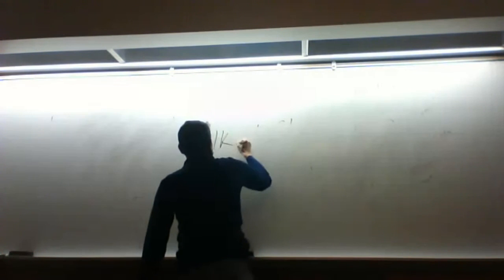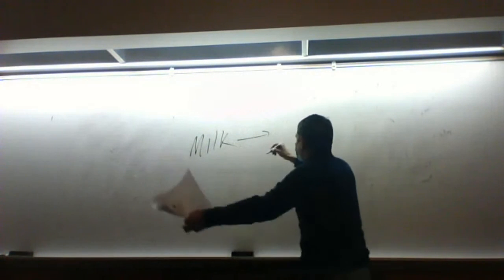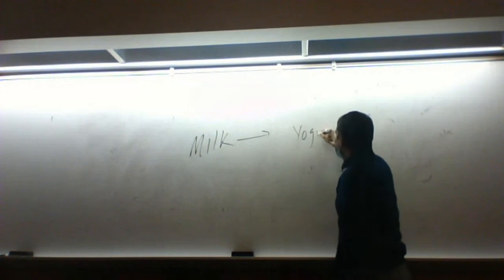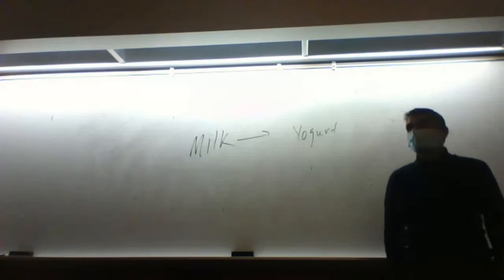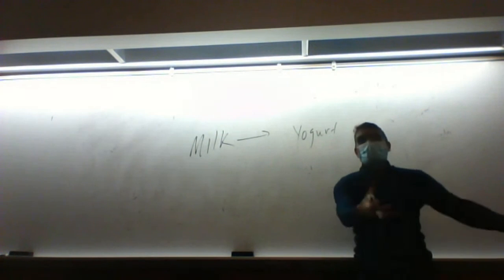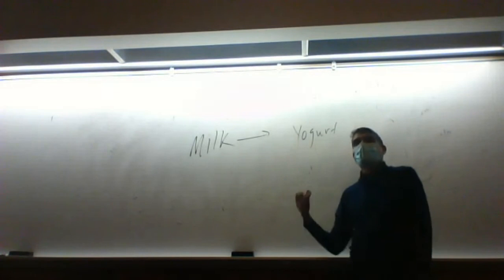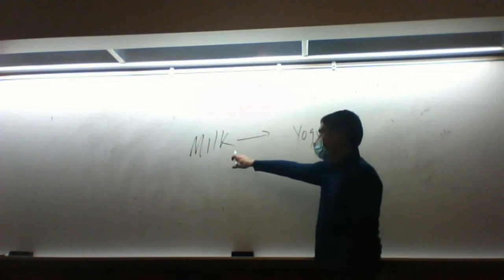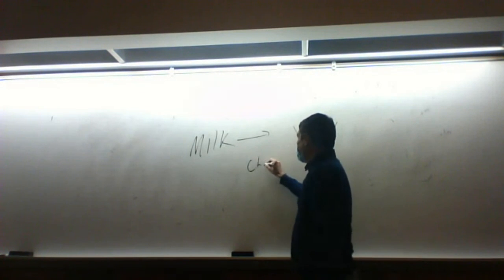So chemical and physical change. Let's say you have milk here. You put it with some bacteria and you get yogurt. So this is a chemical change. Can you convert yogurt to milk? It's impossible, right? Yogurt cannot be converted to milk. So this is a kind of one-way conversion, and this kind of thing is called chemical change.